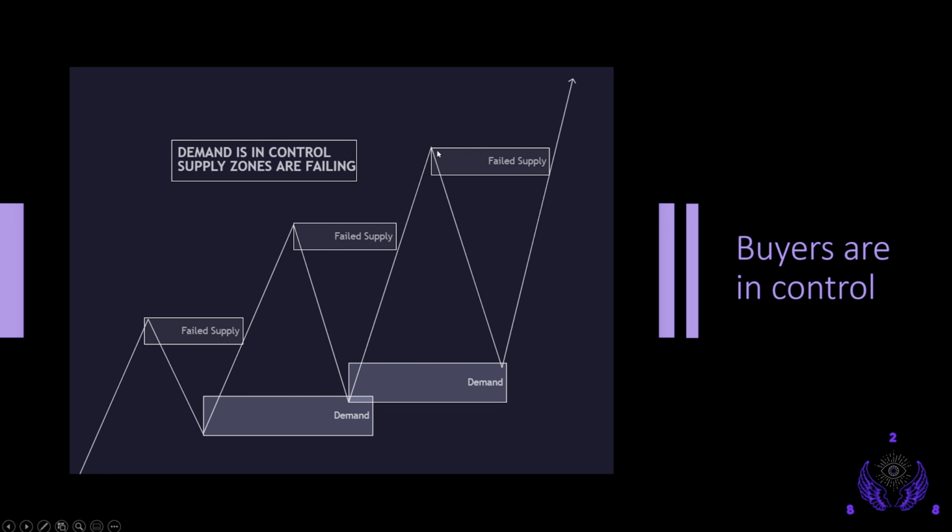Again, we broke structure and we came back to this demand zone, because this demand zone broke this structure and is valid and strong. Smart money traders and banks have their orders right here. Again, we have another failed supply zone. What does it mean? Supply does not have any control over this demand, over these buyers. And the buyers always aim to take out liquidity. So they took out this liquidity. That's why it moves like this always. Demand is in control and supply zones are failing in this picture.